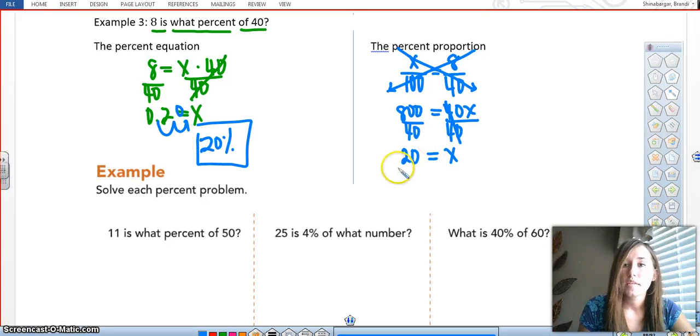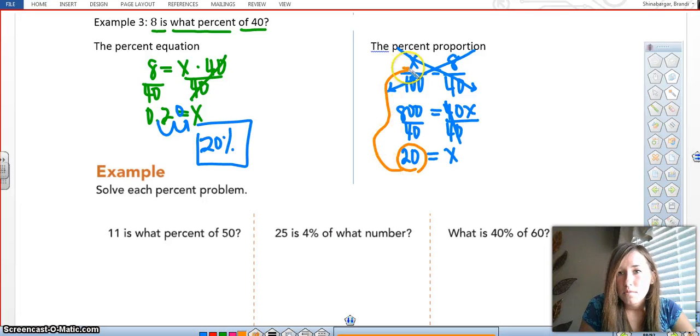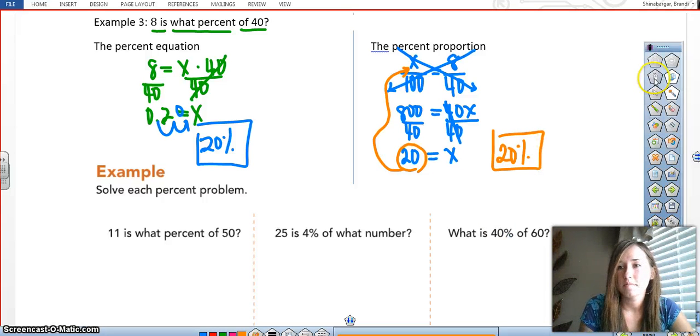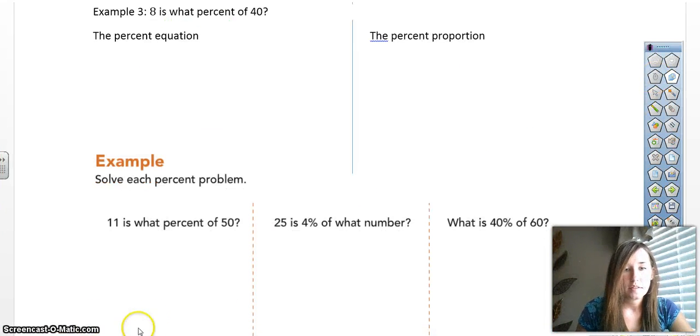Now, 20 would be our missing value, which sits right on top of 100, so 20 is our percent. So you can use either method to solve all these different kinds of questions. Okay, back to the lesson.